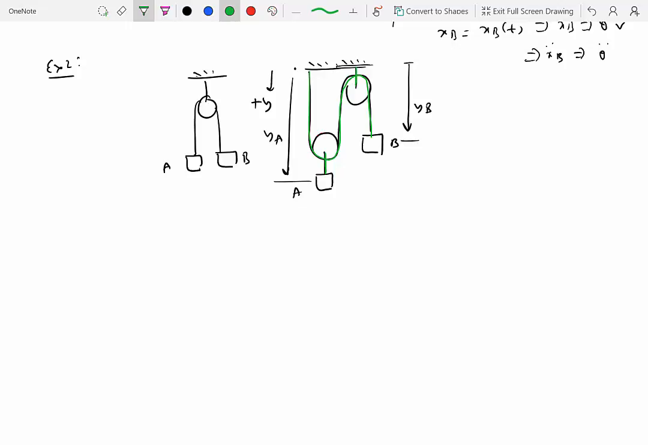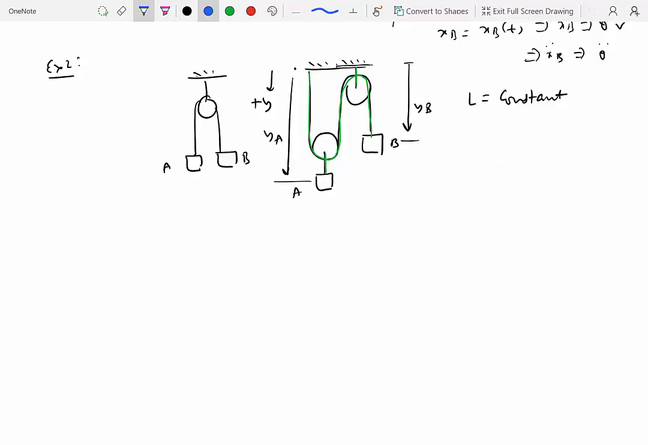So if the length of this is constant, we will start with that by saying that the length L of the cable is constant. So if I can express the length of this cable L in terms of these position variables, then maybe I will have a geometric relationship that would describe the constraint between the motion of A and B, right? So let's do that. What we will do is identify the different sections of this cable and ask what their lengths are in terms of these position variables.